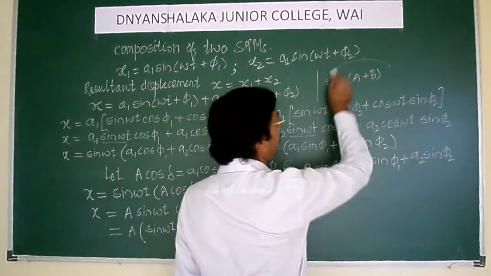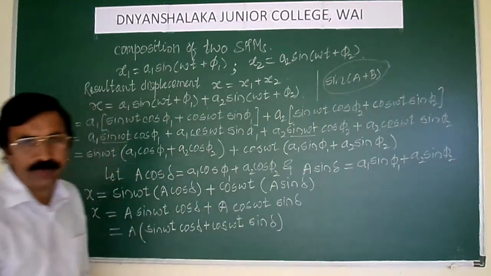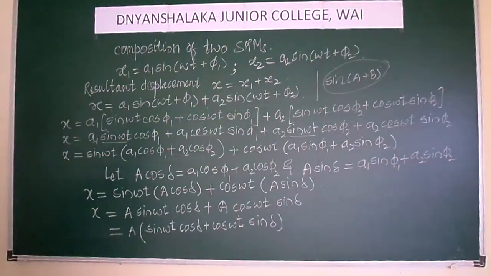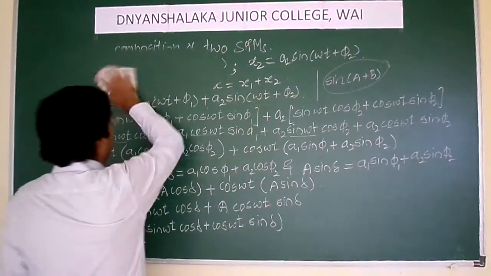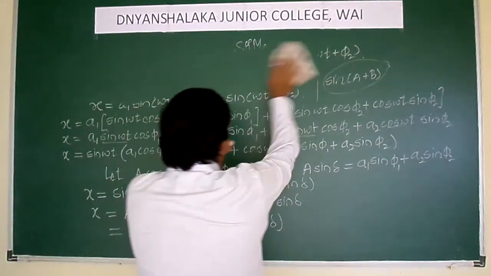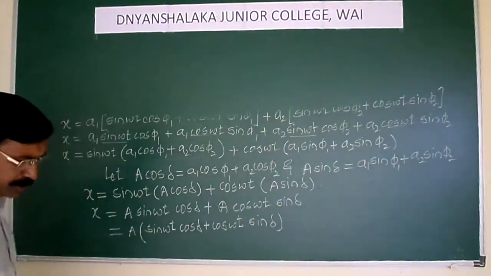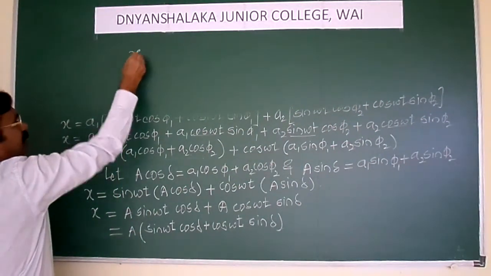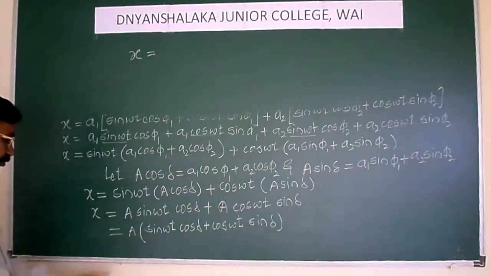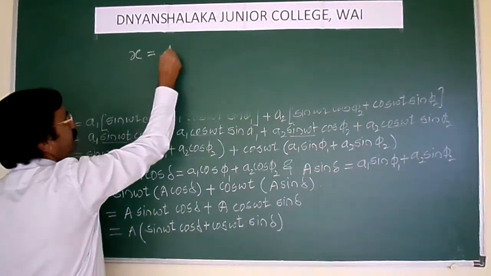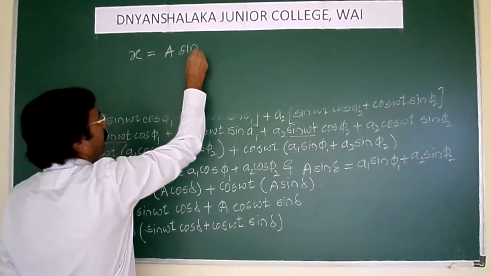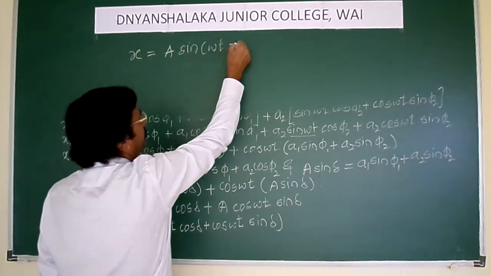Same formula again, sin(A + B). And so over here we can write the equation of resultant displacement x as A sin(ωt + δ).